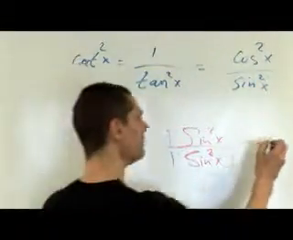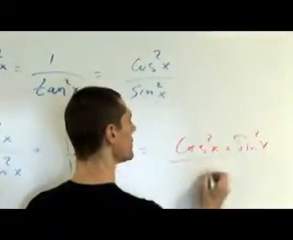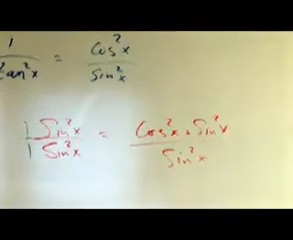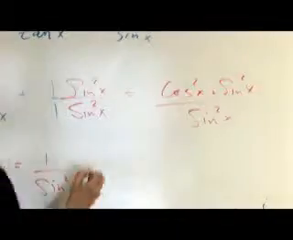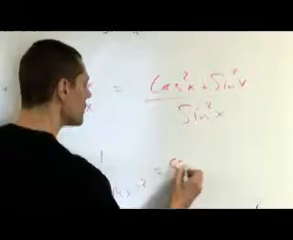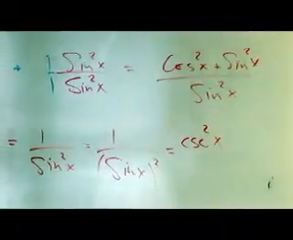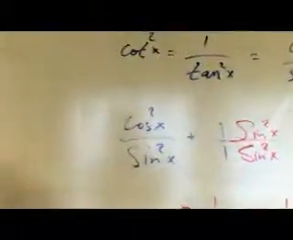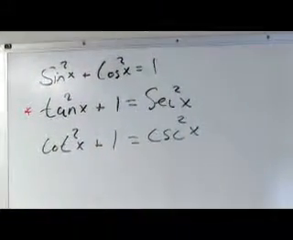We can add across the top. Cosine squared x plus sine squared x over sine squared x. And of course, cosine squared plus sine squared is equal to 1. So this is equal to 1 over sine squared x. This is 1 over sine x squared. This is cosecant squared x. And I just threw this extra in there to remind you of what the notation meant. These show up in calculus. In particular, this one shows up in calculus very frequently.